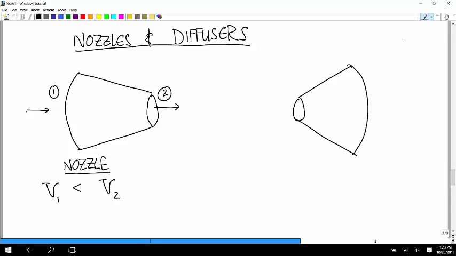And then under most simple conditions, there's a relationship between the speed of flow of material and the pressure, and it's an inverse relationship. So the pressure at 1 here is higher than the pressure at 2. Okay, so that's what's happening with the nozzle.